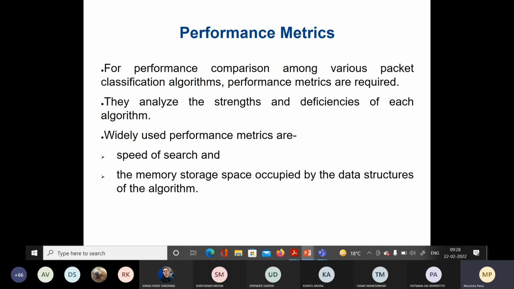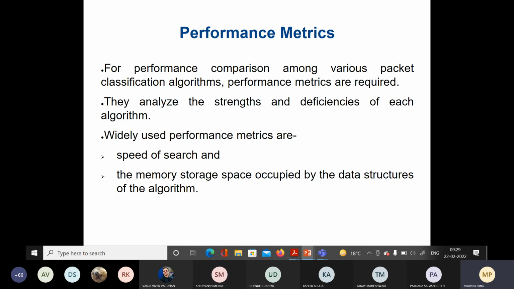Now, of course, whatever we do, at the end of the day, we always look at the corresponding performance metric. Okay, how good or bad the performance is for the task that we are carrying out. So in order to find out how the different packet classification algorithms are actually performing, we need different metrics. Not only that, these metrics also analyze the strengths and deficiencies of each algorithm.